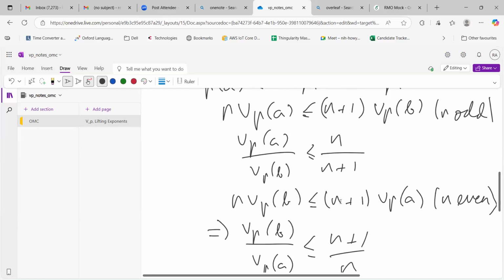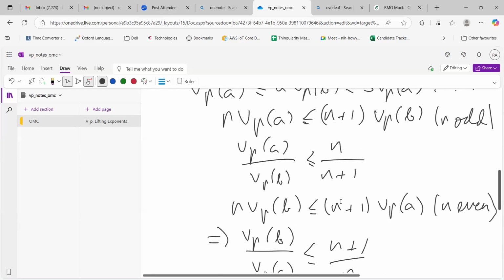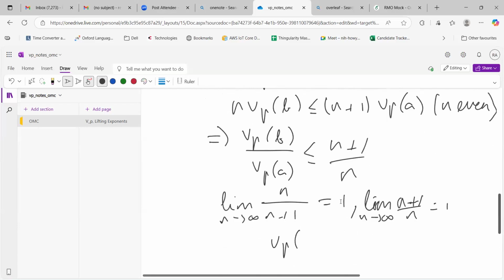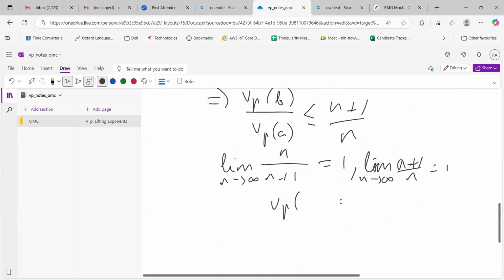That is a function of n, and as n tends to infinity, that function tends to 1, which means that VP of A by VP of B is less than or equal to 1. But then VP of B by VP of A is shown to be less than or equal to another function of n, the reciprocal, which also tends to 1 as n tends to infinity, which means that VP of B by VP of A is also less than or equal to 1. That would imply that VP of A is equal to VP of B.